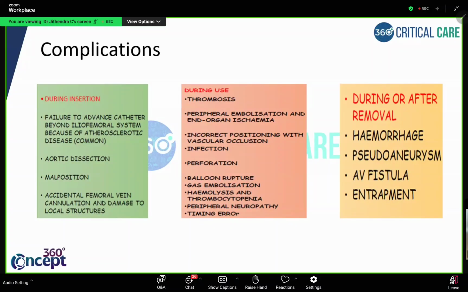So whenever they ask you about the complications, time them: during insertion, during use, during removal. Say for tracheostomy also, say during tracheostomy, after tracheostomy and post decannulation. Like that, you can time them and you'll get multiple answers, so you'll be covering most of the options the examiner has.